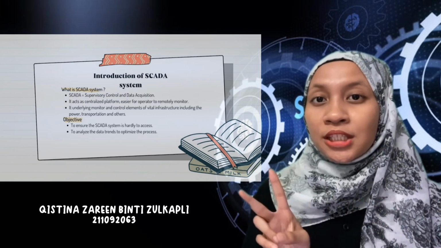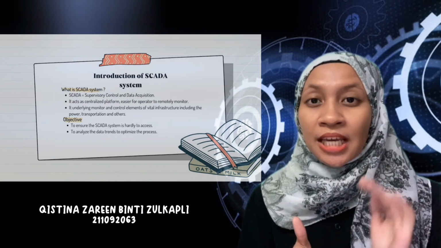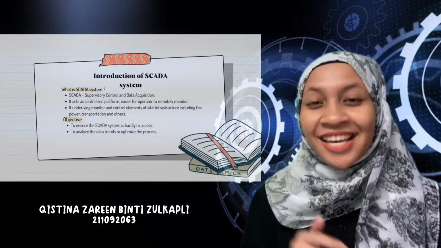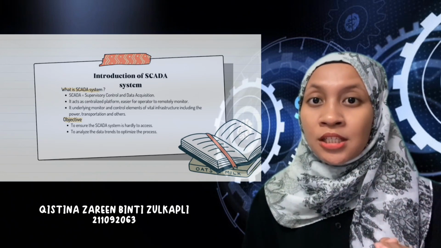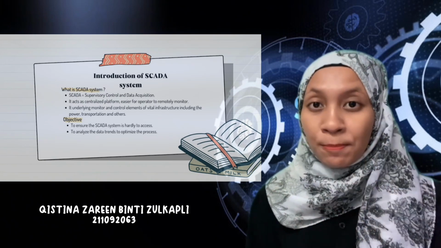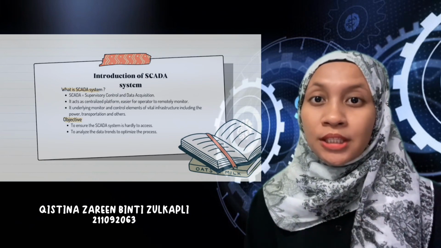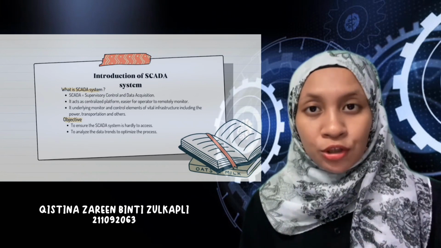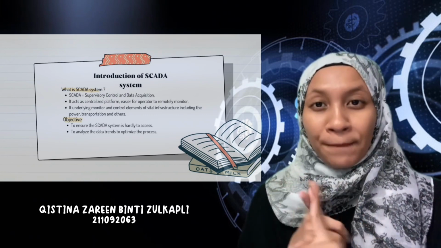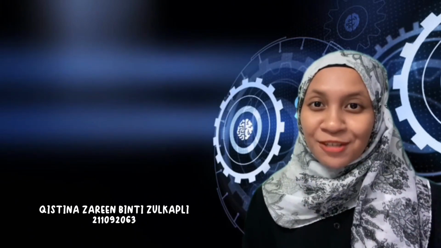There are two objectives of SCADA system. The first one is to ensure the SCADA system is hard to access, and the second one is to analyze the data trends to optimize the process. SCADA system is also underlying monitoring and control of the elements of vital infrastructure including telecommunication, power and transportation. For configuration and SCADA advantage, my friends will explain about it.